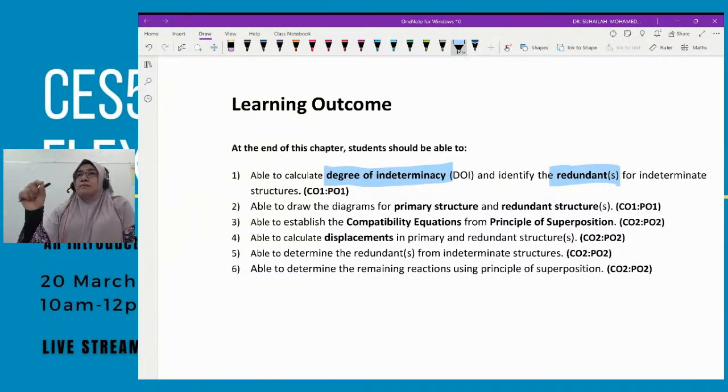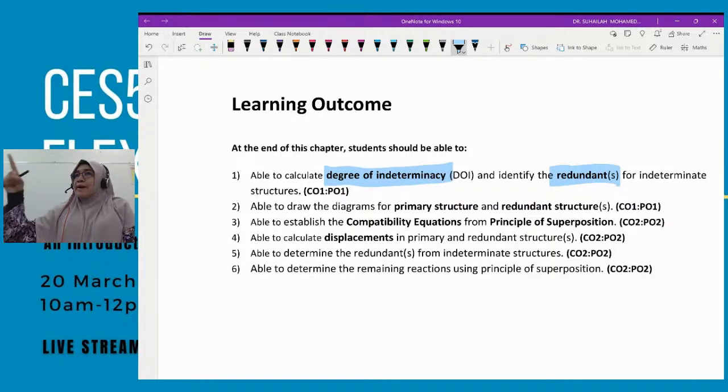The key word in the flexibility method is redundant. Everyone must understand what redundant is. The number of redundants in the structure depends on the degree of indeterminacy. We focus on indeterminate structures. When DOI is equal to 0, we get a determinate structure, right?